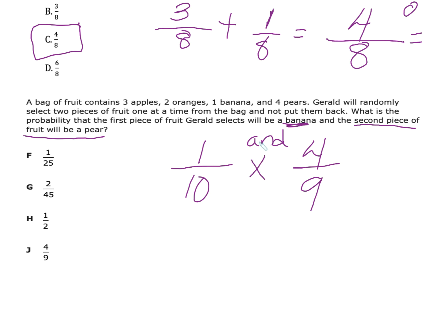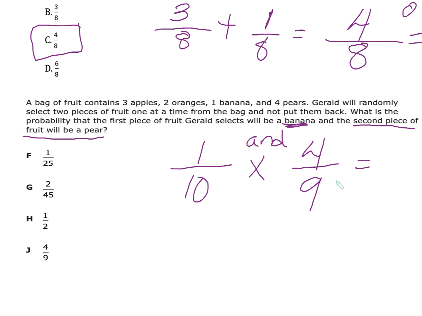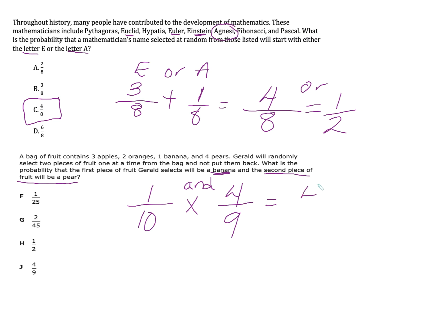Whenever you see the word "and," it means to multiply. And remember from my video, when you're multiplying fractions, you go straight across. 1 times 4 is 4. 10 times 9 is 90. I get 4 over 90.